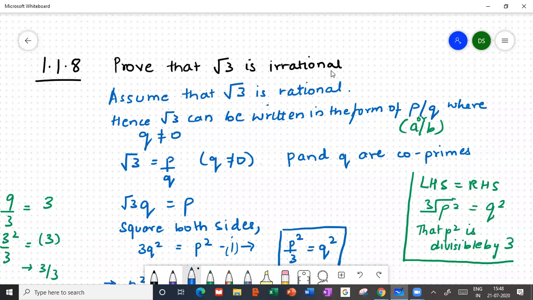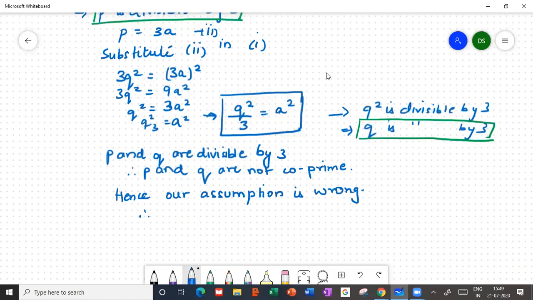Yes, ma'am. So from this, we also prove that root 3 cannot be in the form of P by Q. Yes, exactly. So we just proved that it cannot be written in the form of P by Q. Kritak, you had a doubt? No, ma'am. Okay. So, therefore, root 3 is irrational.